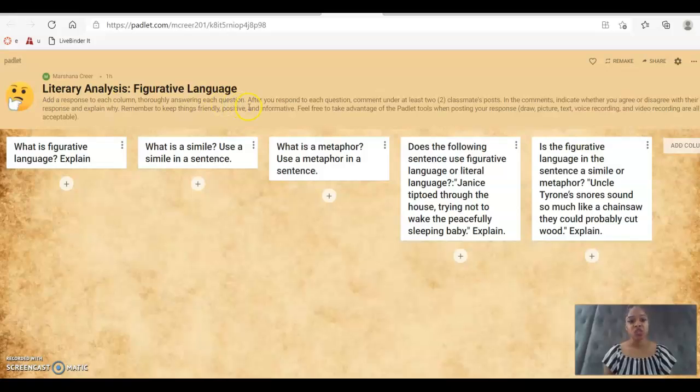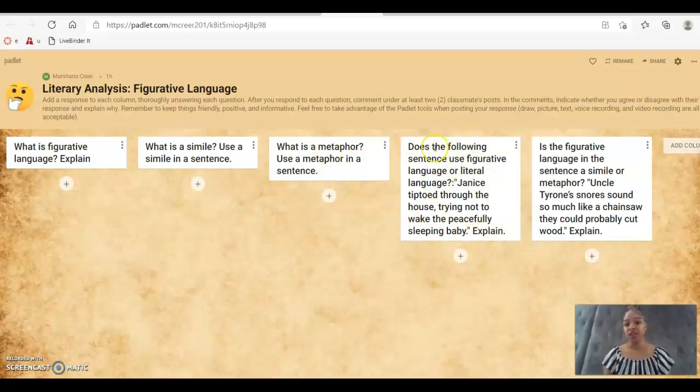Thoroughly answering each question. So you're going to explain what is figurative language. Explain it as if I don't even know what it is. Explain it as if your classmates don't know what it is. So give some details and explain it thoroughly. What is a simile? Use it in a sentence. Same thing with the metaphor. Just use it in a sentence. And then explain what they are.